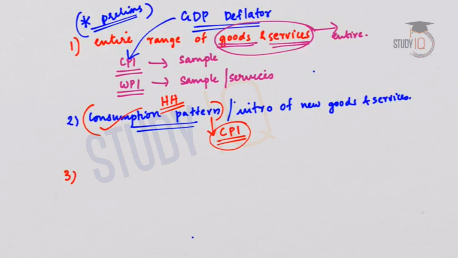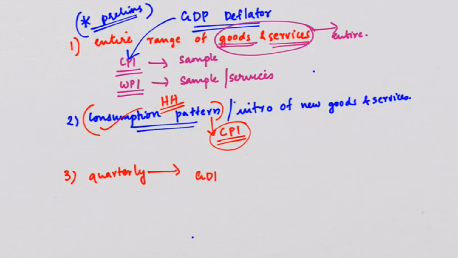Another difference is that the GDP deflator is available only on a quarterly basis. This is because the GDP deflator comes along with the GDP estimates. The GDP estimates are also released on a quarterly basis, but the CPI and the WPI, they are released monthly. So these are the key differences and similarities between GDP deflator and WPI and CPI. Very important for your UPSC preliminary examination.